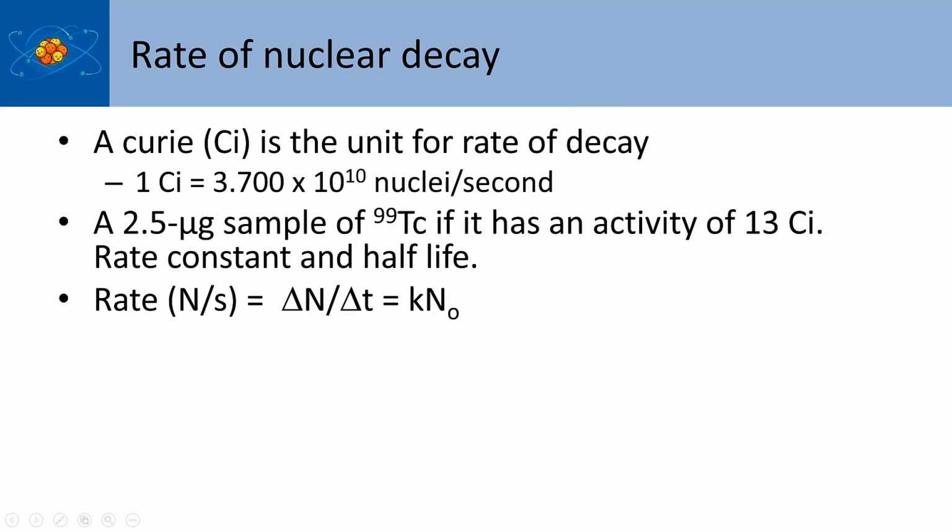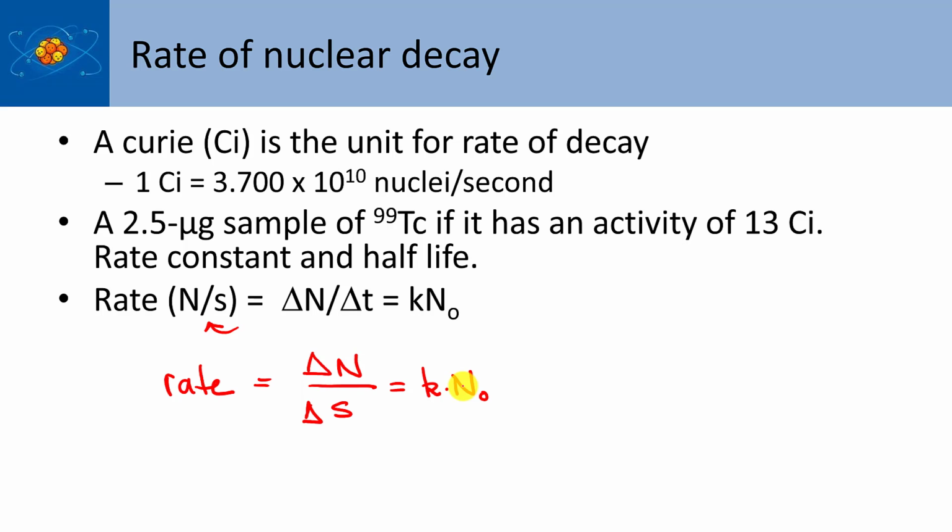Now, let's start thinking about what this means. I have a rate. And in reality, a rate is a change in the number of nuclei per second. It's the change in the number of nuclei over the change in time. And it turns out that will be equal to a rate constant times the number of nuclei, like this. And N is the number of nuclei that you start with.